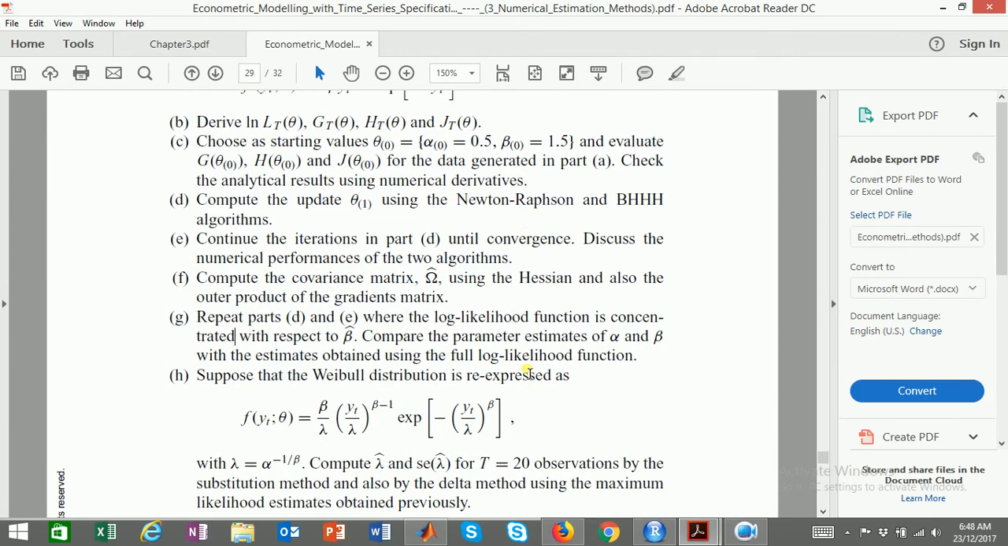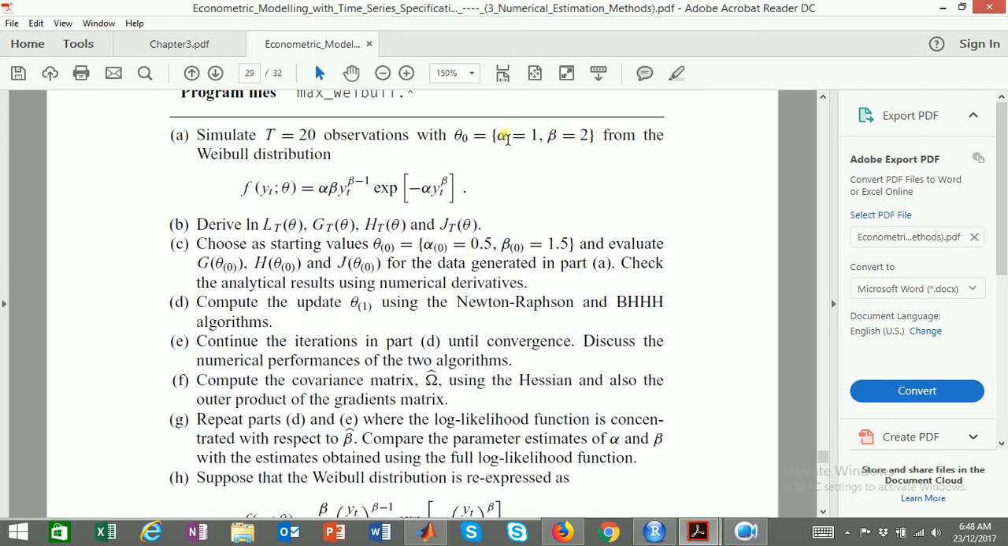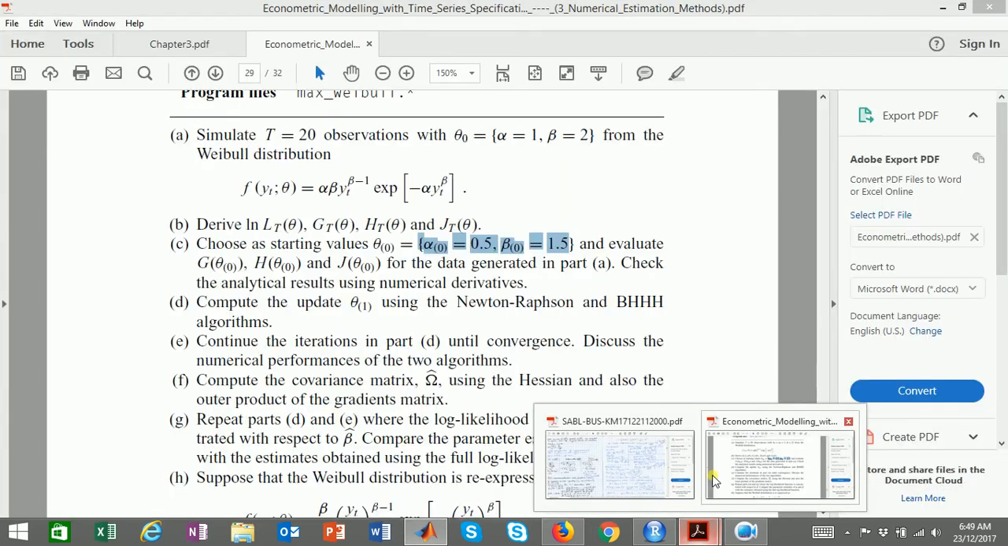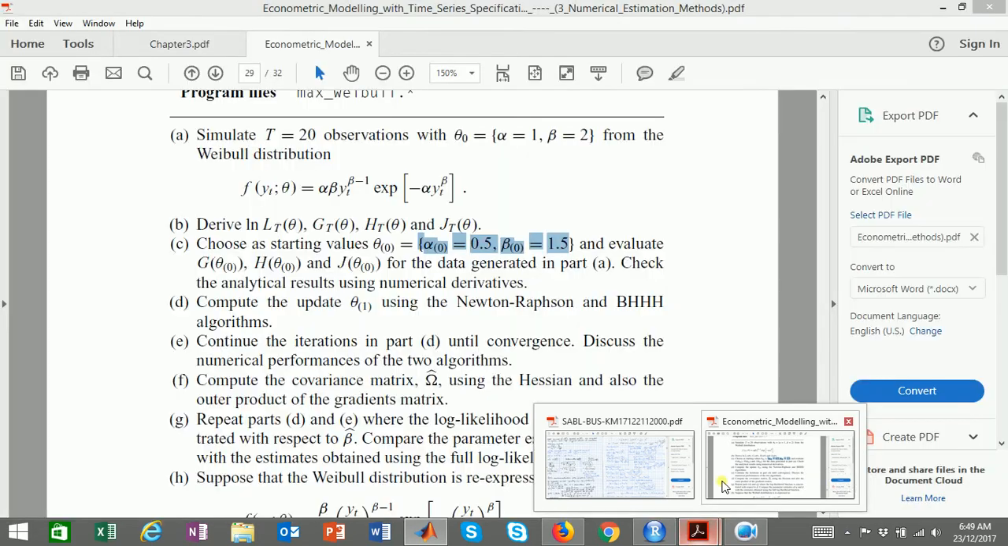Well, solution. So alpha 1, beta is equal to 2, from the Weibull distribution, alpha naught 1.5, alpha 1, beta is equal to 2. Alpha 0.5, beta is equal to 2, alpha 1, beta is equal to 2.